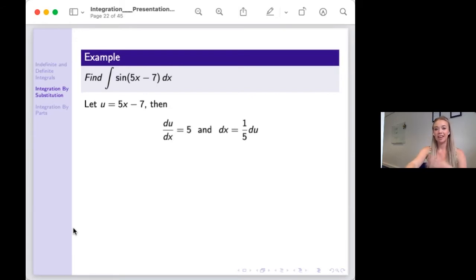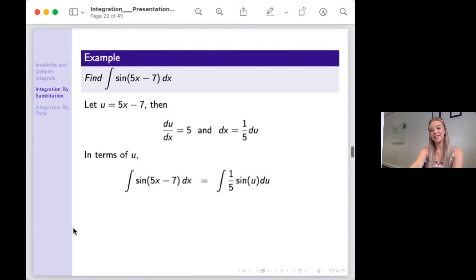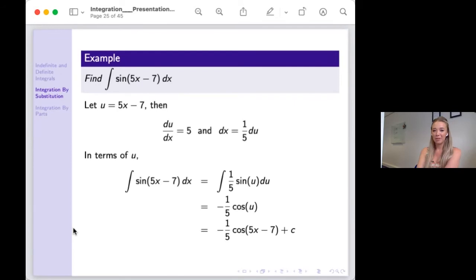So I'll try and just write that sine of 5x minus 7 dx, all in terms of u. So we've got sine u and then 1/5 and du. And then that's much nicer to integrate. So that 5th I can leave out as a constant. Sine integrates to minus cos. And then we can just sub back what we had for u to leave it in terms of x.